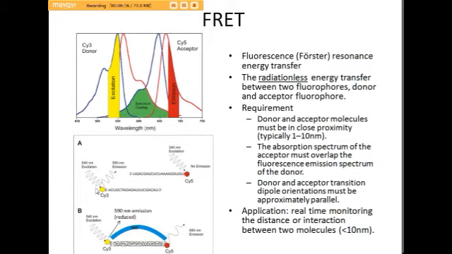Let's look at this example. Here is a Cy3 labeled oligonucleotide, and here is a Cy5 labeled oligonucleotide. In a solution phase, when there is no hybridization between these oligonucleotides, you can find that they are complementary to each other. However, without hybridization, this Cy3 and Cy5 are freely in solution. They are far away from each other, generally more than 10 nanometers. There will be no FRET between Cy3 and Cy5.